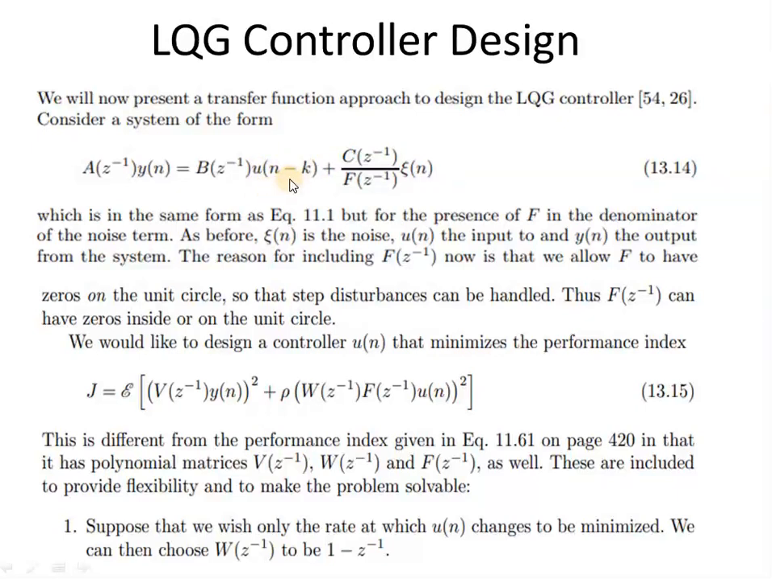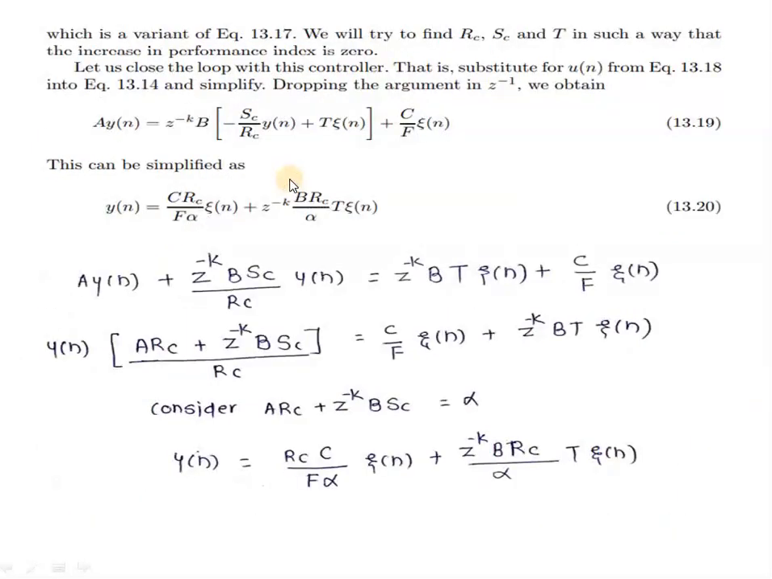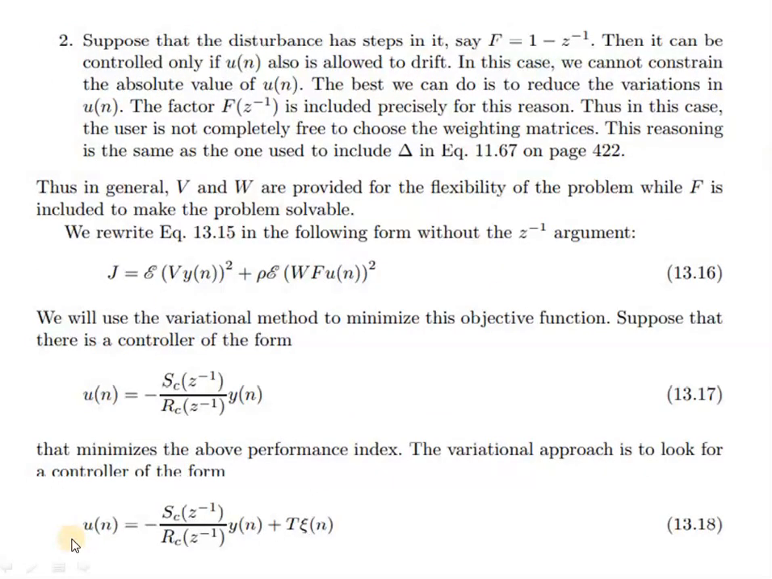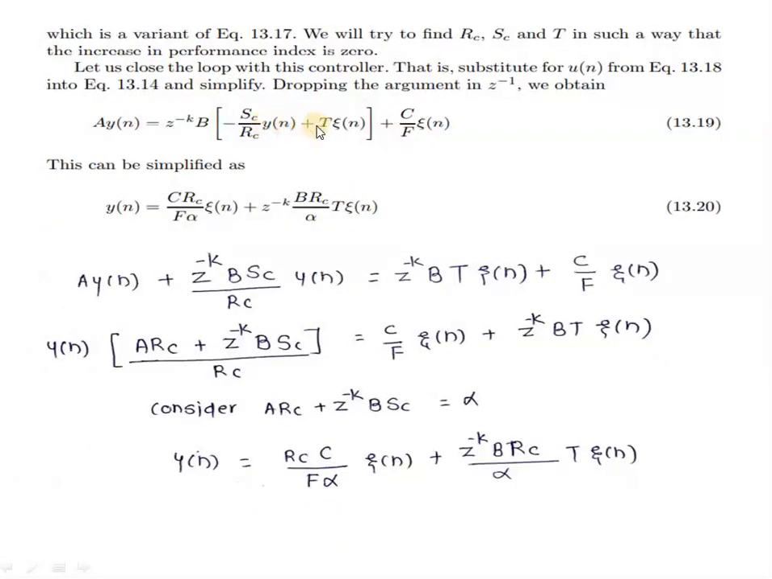Then we come up with the new equation. Here you can see a of n is equal to z raised to minus k into b into bracket minus SC into RC y of n plus tau into z of n, bracket complete, plus c of f, c by f into z of n. Here, instead of u of n, we have put the value of u of n from this equation.